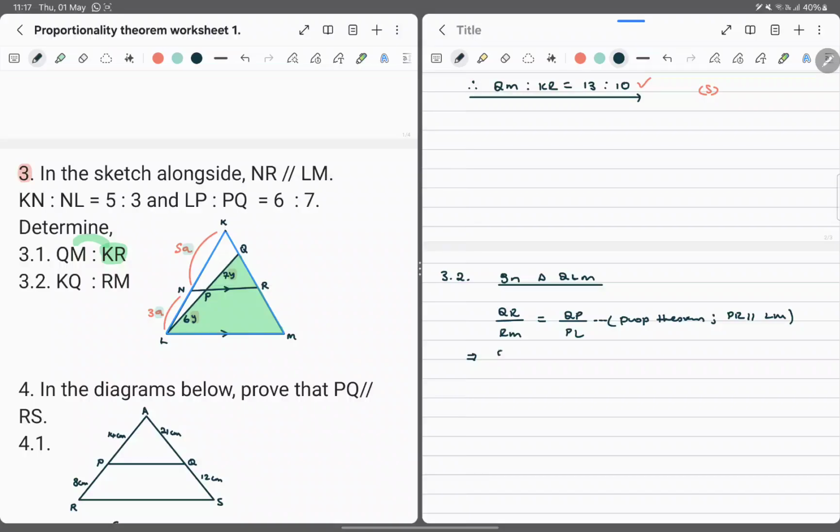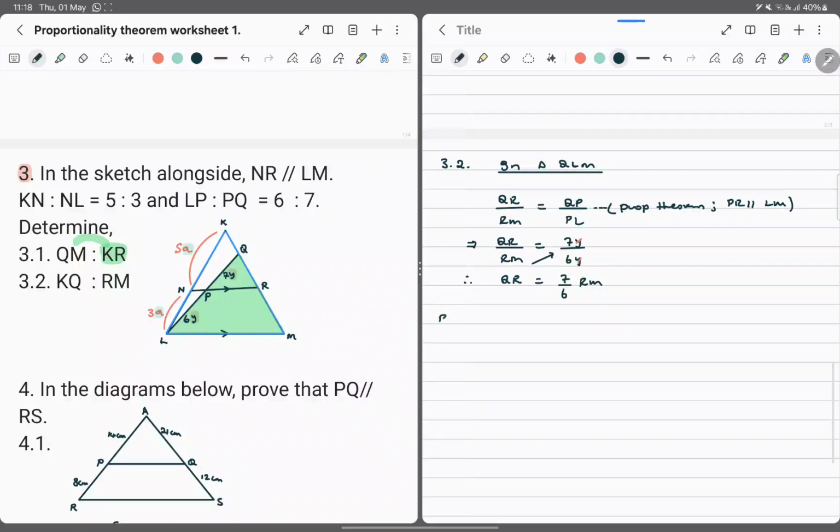This implies that QR over RM is equal to QP, which is 7y, divided by PL, which is 6y. And of course, the y's cancel, and we just cross multiply by RM. We can make a conclusion that QR is going to be 7 over 6 RM. All right, now we have it.